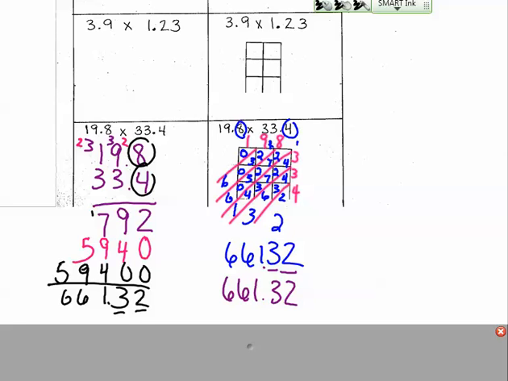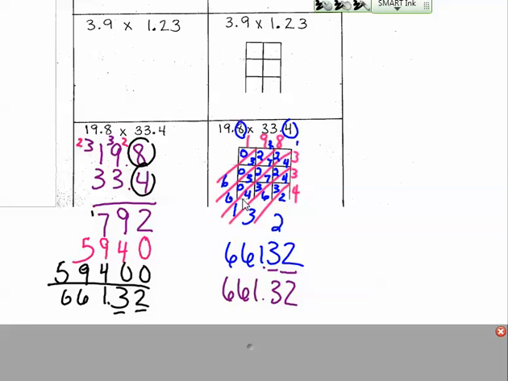Okay, so your answer should be 661.32 or 661 and 32 hundredths. So double check and make sure your answers look like mine. On the lattice, 8 times 3 is 24, 9 times 3 is 27, 1 times 3 is 3. On the next row, 8 times 3 is 24, 9 times 3 is 27, 1 times 3 is 3. On the last row, 8 times 4 is 32, 9 times 4 is 36, 1 times 4 is 4. Okay, so that's how you do your work.